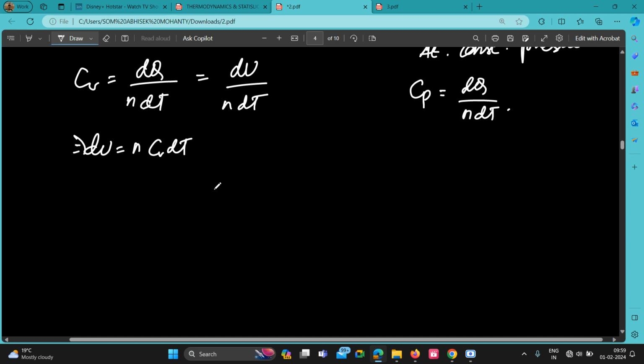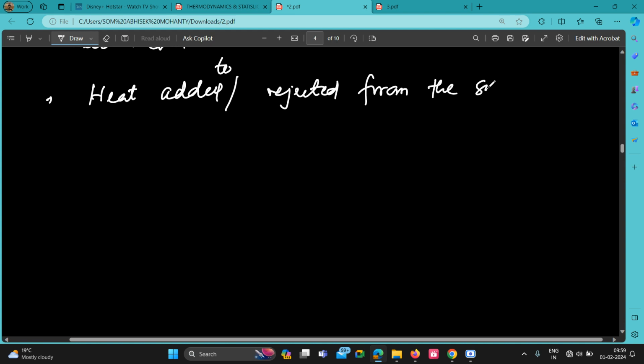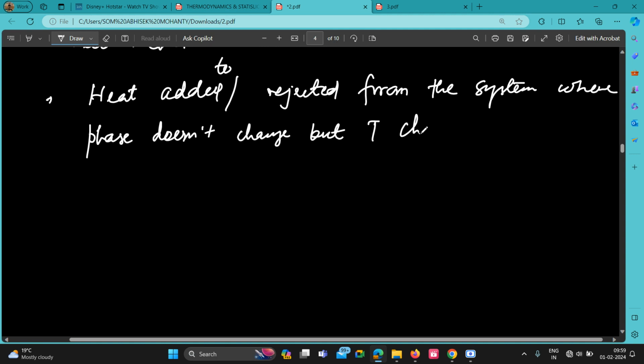Now next, write on heat added to or rejected from the system where the phase doesn't change but temperature changes. That is the integral of dQ, the heat, equals m c delta T, where T1 to T2 are the initial and final temperatures.